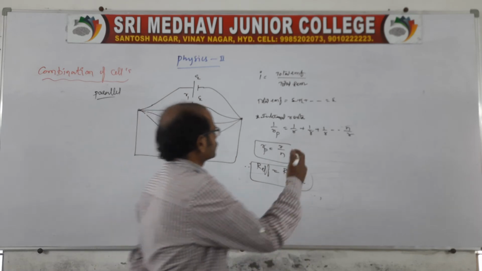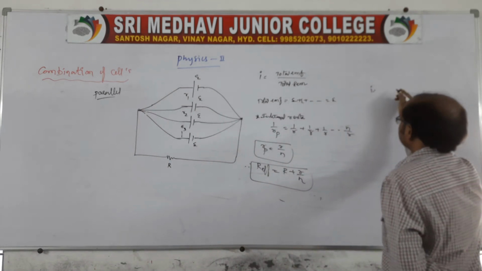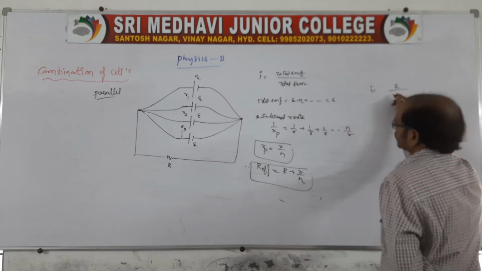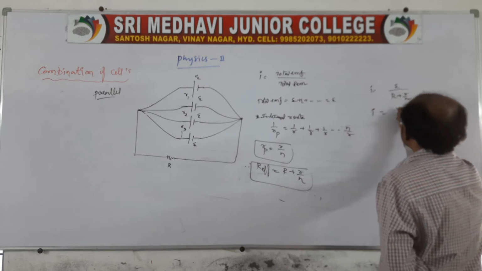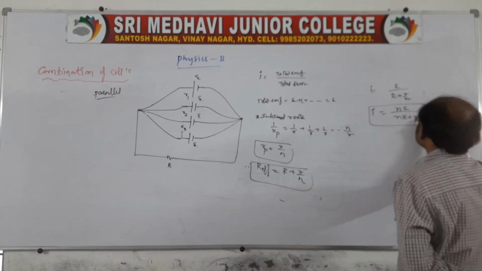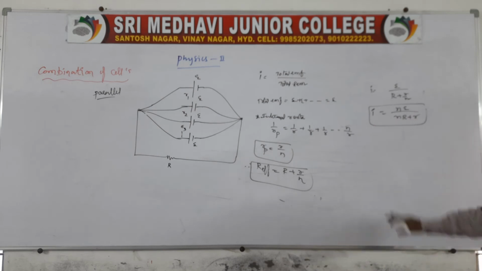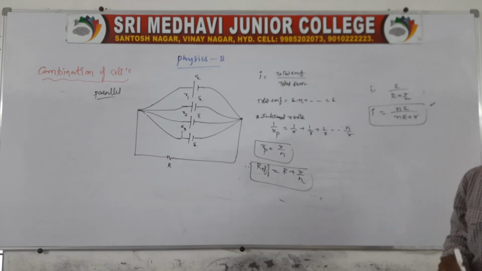Now you write directly the total EMF. I is equal to the total EMF, which is E, by capital R plus r by n. So I is equal to nE by (nR plus small r), because you take the LCM n; the denominator n comes to the numerator, and it becomes like this. This is in case of the parallel combination, which we can say like this.